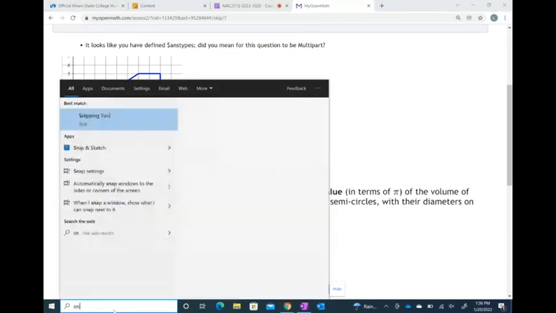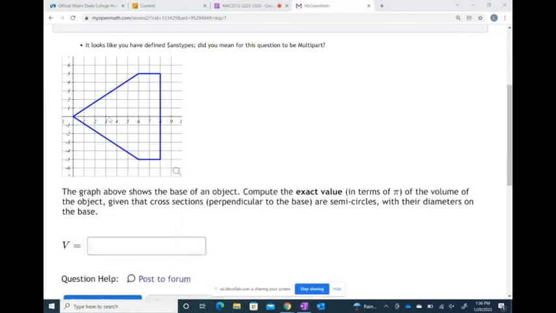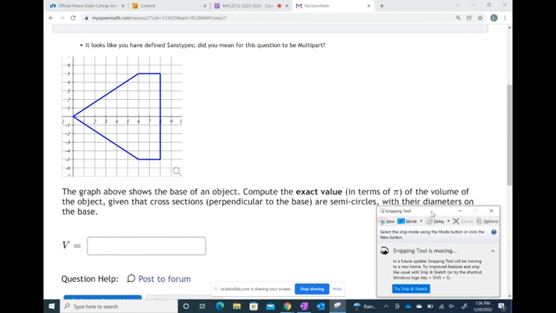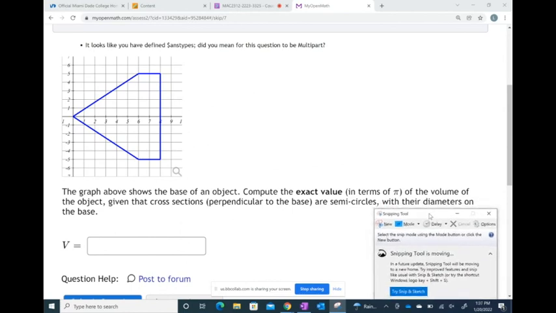All right, so let's use this little tool, take a screenshot. So when you want to take a screenshot, that's what you do.